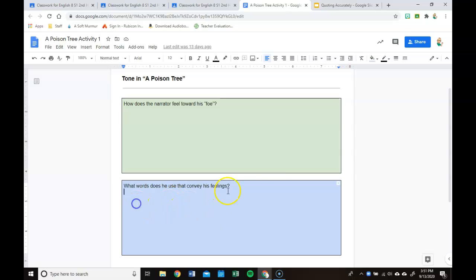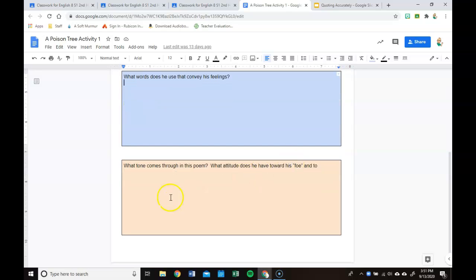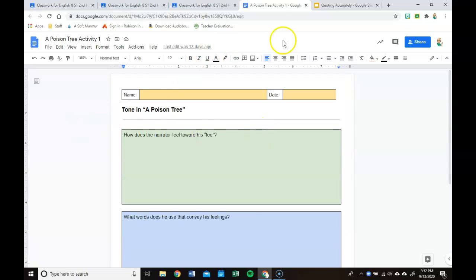Now, what words does the narrator use to convey his feelings towards his foe? Now, there's specific words in there that help you understand how he feels, okay? And what tone comes through in this poem? What attitude does he have toward his foe? Okay, and I'm going to have to fix that. I'm not sure what that's supposed to say. So you have to think about that as you're filling this out. And we'll go over this again. We'll go over this together on Tuesday. But I want you guys to get started on it today.